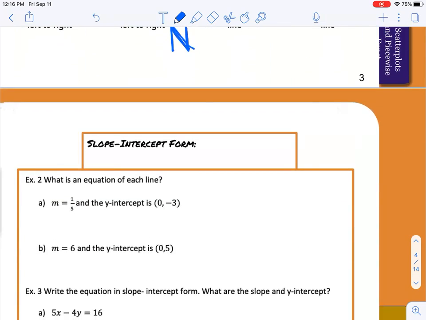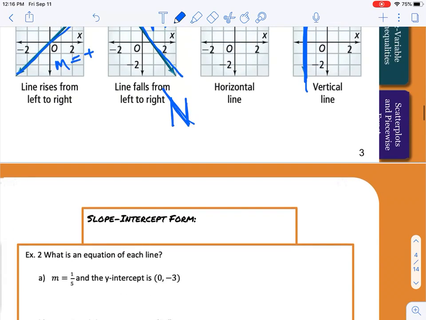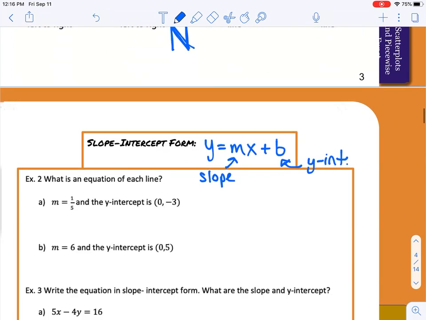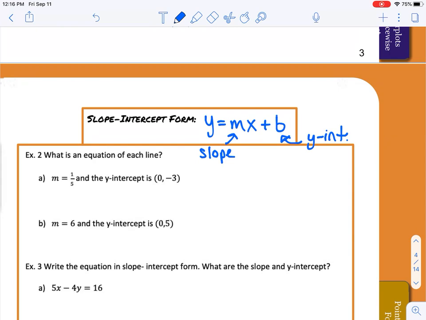So we have our slope-intercept form. You should recall from previous classes that this is y equals mx plus b, where m is our slope and b is our y-intercept. Okay? The first few problems, we simply just plug these things in.